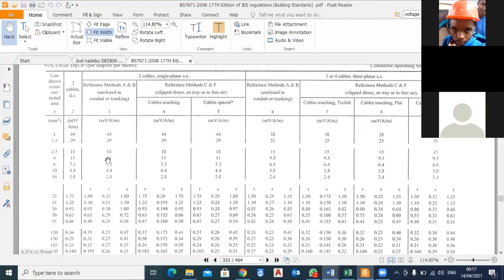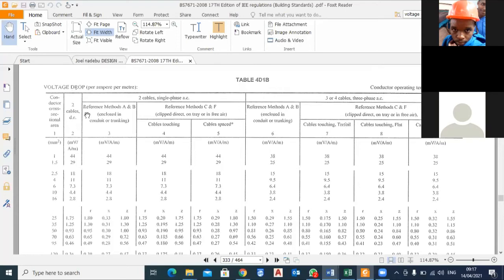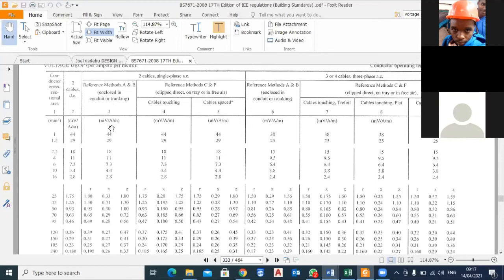they allow the voltage drop for two cables, two cables DC, and then you have reference method A and B, two cables single phase. We are going to use column 3. For 16, it is 2.8 millivolts per ampere per meter. I want you to read that. 2.8 millivolts per ampere per meter.